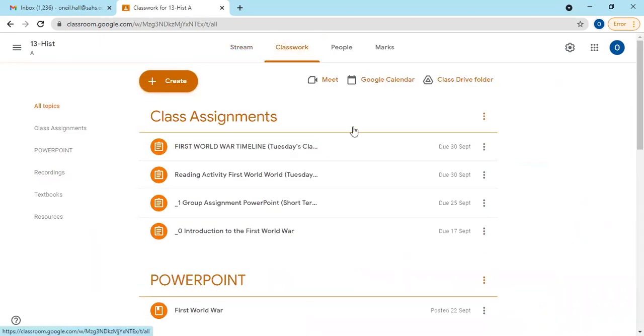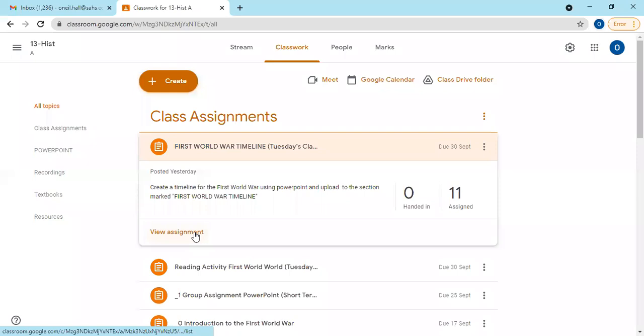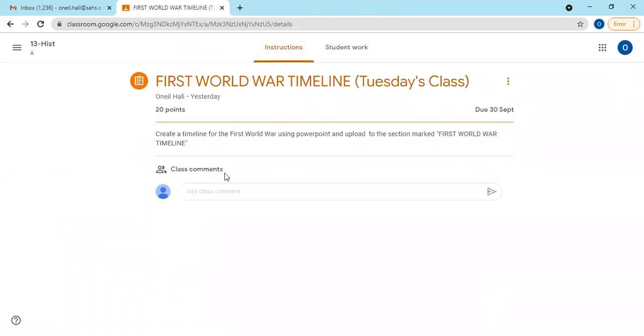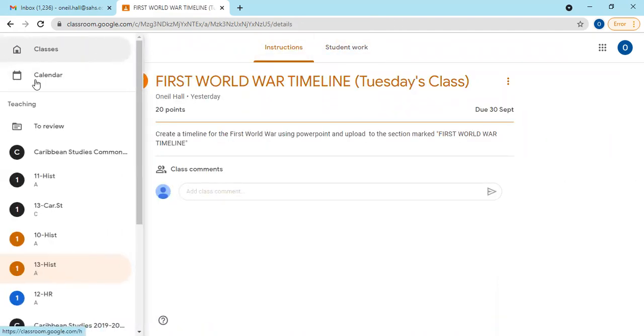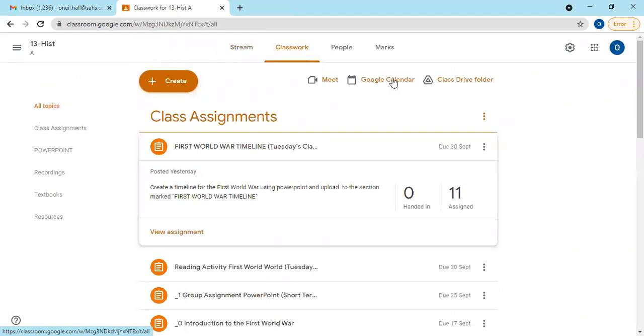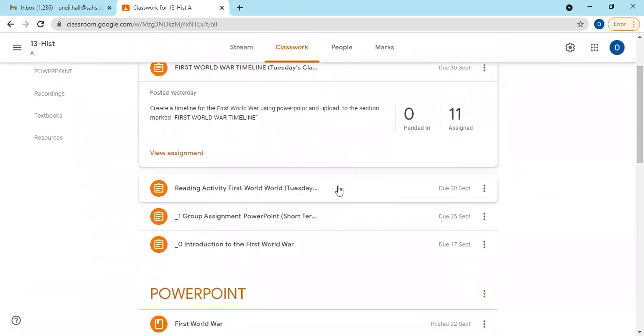For Tuesday's class, the first thing is that you're going to create a timeline for the First World War using PowerPoint, and you're going to upload that to the Google Classroom, to this section, which is First World War timeline. That is one of the activities you have on Tuesday. Most of you already did the timeline, because I've seen it in your presentation. It is just for you to do it individually and add other dates to it.